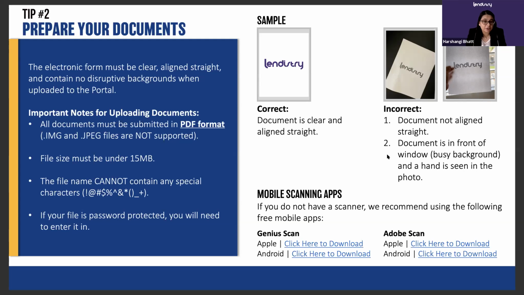If you do not have a scanner, you can always download these applications. They're free to use. And if you have an Android or Apple phone, go ahead and download the appropriate scanning app. That way you can just take a picture, make sure it's clear, it's straight, and that will convert it to a PDF. Next slide.